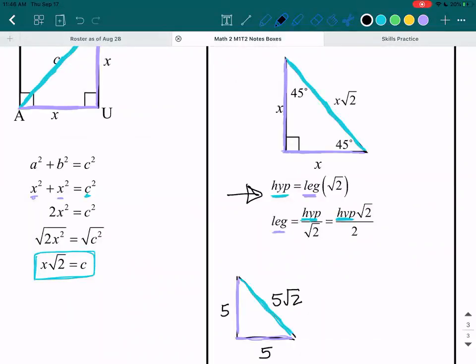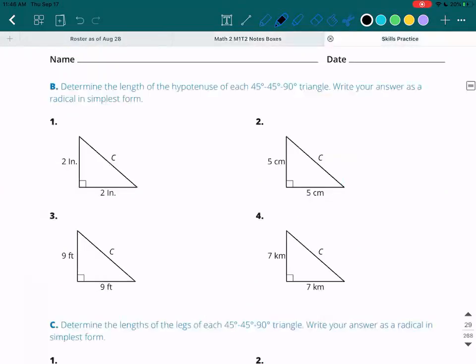Okay, so that is our equation because we're looking for the hypotenuse. It's literally leg times radical 2. So watch how this works. Our leg is 2, so our hypotenuse is 2 radical 2. Our leg is 5, so our hypotenuse is 5 radical 2. Okay, what about for number 3? Our leg is 9, so our hypotenuse is what?